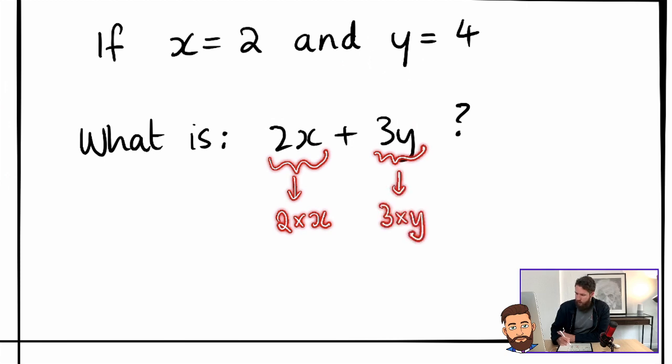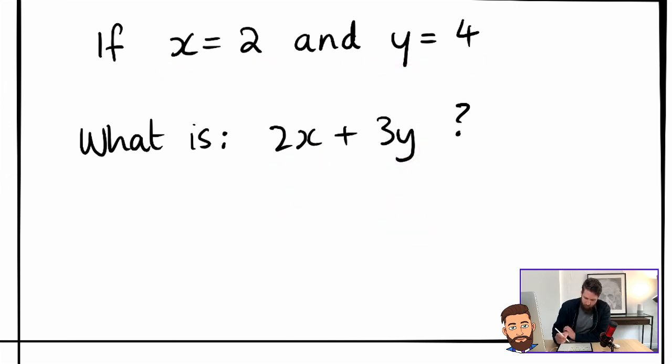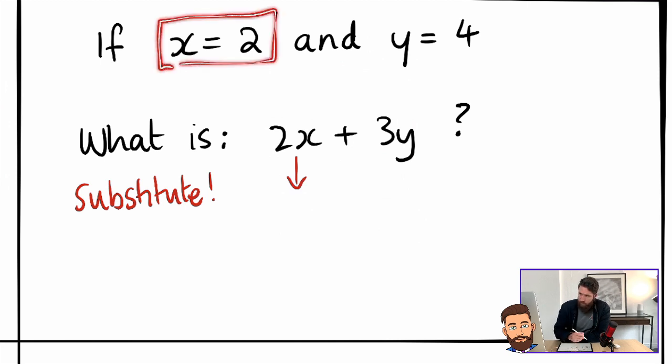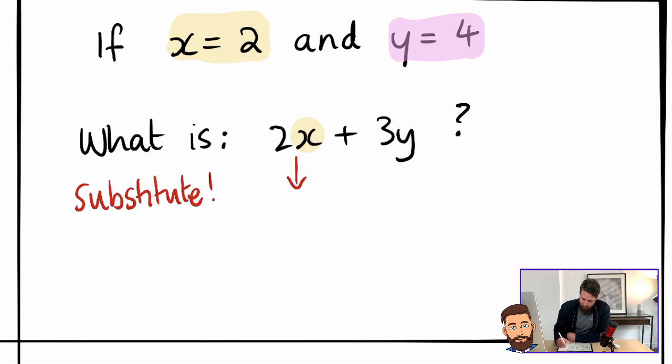So if it means we need to times them and we know x is 2 and y is 4, we can do what we call substitute. Okay, so this topic here is substitute. We can substitute and replace the x with what we know is 2. So if I put some colour here, we're going to say x is 2, so we're going to replace this x with 2, and we're going to replace this y in here for this y.